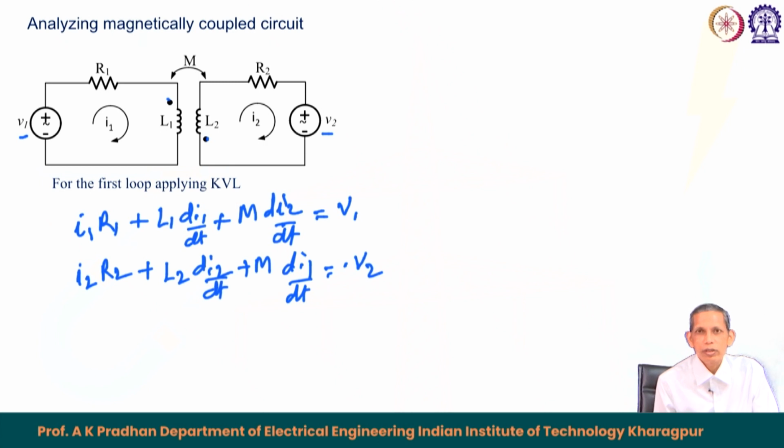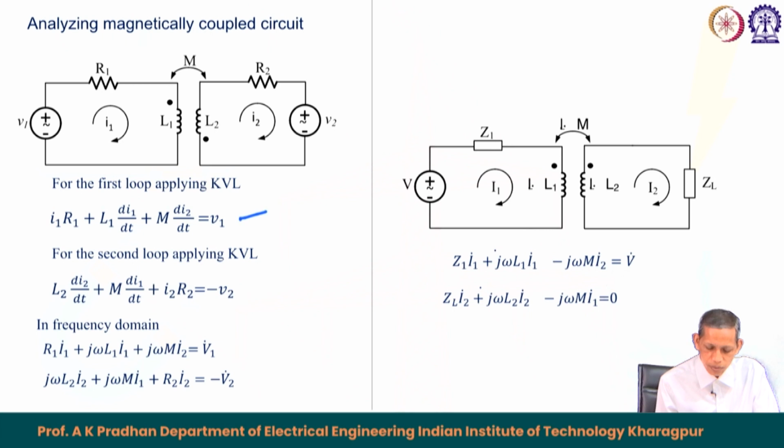From the time domain equation, we also learn how to write the corresponding frequency domain equation. We have studied this in AC circuits, in the form of impedance and so on. After writing the time domain equation, we can take the corresponding frequency domain equation, which becomes R 1 I 1 phasor plus j omega L 1 I 1 plus j omega M I 2 equals V 1. See here, I 1 R 1, L 1 d I 1 by dt, M d I 2 by dt equals V 1. So, we got the equation R 1 I 1 plus j omega L 1 I 1 plus j omega M I 2 equals V 1.